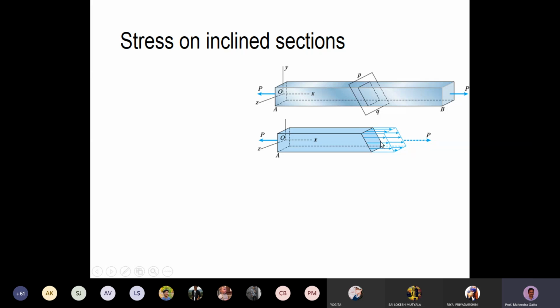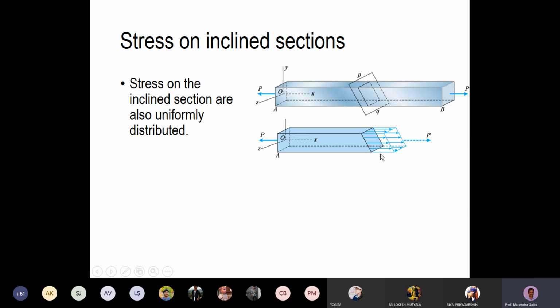And if you look carefully, this P is making an angle with the inclined plane, because it's along the x-axis, and this inclined plane is making an angle with the x-axis. So this P can be resolved into two components, one along the normal and one along the tangent. So that's what you will do. One thing: you can look at this 3D element through the z-axis, and you get a 2D view, and the 2D representation is shown here.